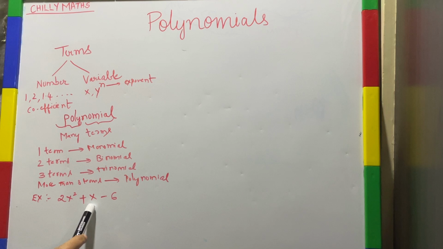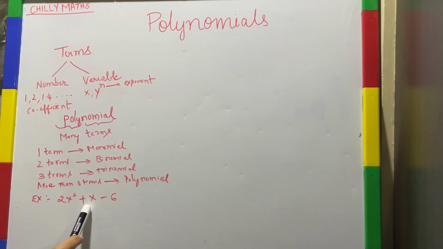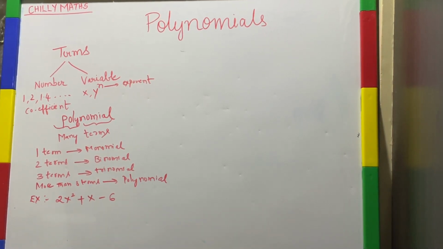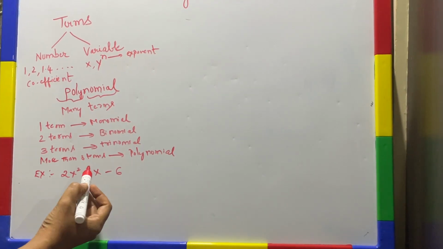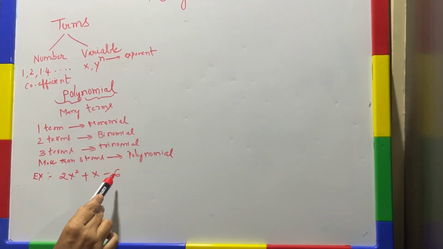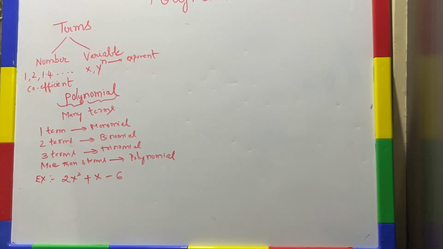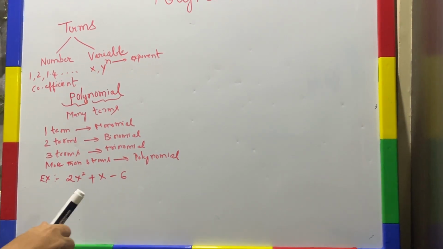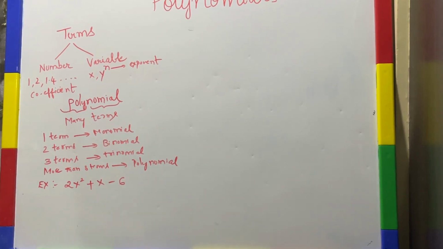In the second term you can see that there is a variable but coefficient is missing. But we already know that any number or a variable multiplied by 1 remains same. So we can consider that this second term has a coefficient as 1. In the third term we have a coefficient but the variable is missing. But we already know that any variable raised to the power 0 is always equal to 1. So we can consider that the third term has a variable where the exponent is 0.